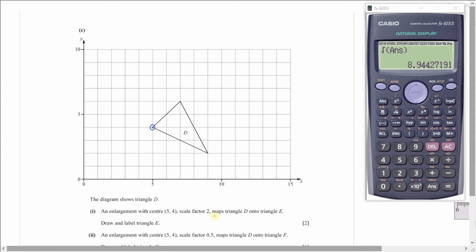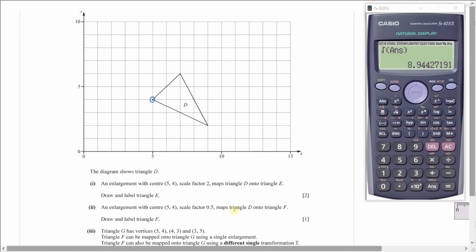Now your scale factor is 2 and you have to map triangle D onto triangle E. So there are two ways to do this. I will describe both. You can use either of the two. You will get the same answer. The first one is using column vectors. So you take your center of enlargement as the origin and then you calculate the coordinates of all the three vertices.